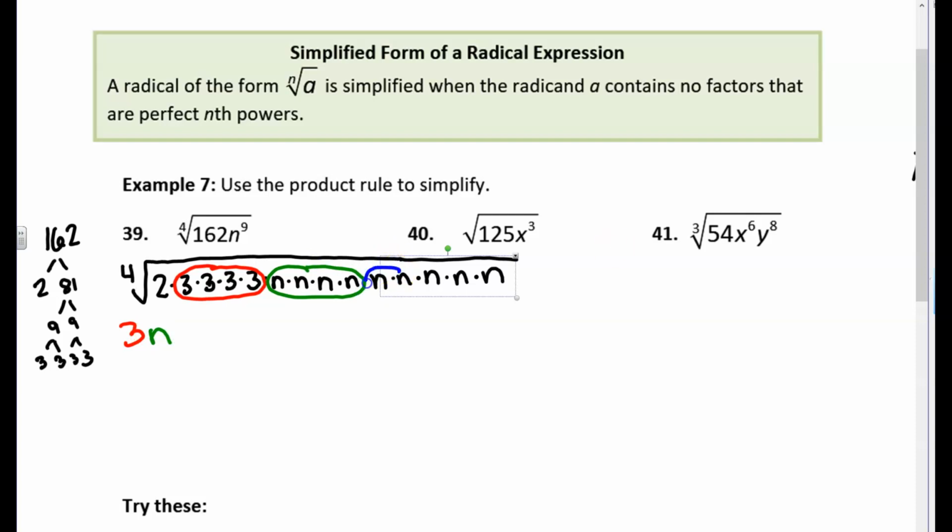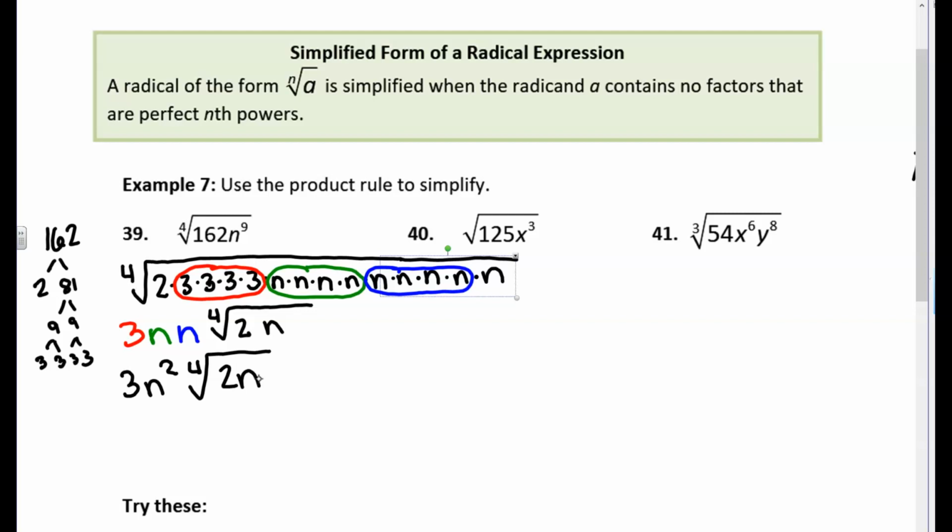And then a group of 4 more n's can come out. But we have stuff that's left over. After I take those things out, we still have a 2 and a single n that didn't have anybody to pull it out of the radical. So my final answer when I simplify this down ends up being 3n squared times the 4th root of the remaining 2n. That is how you simplify a more complicated radical.